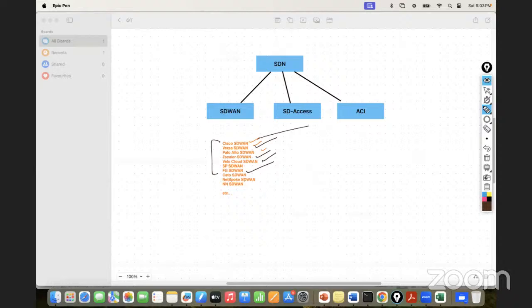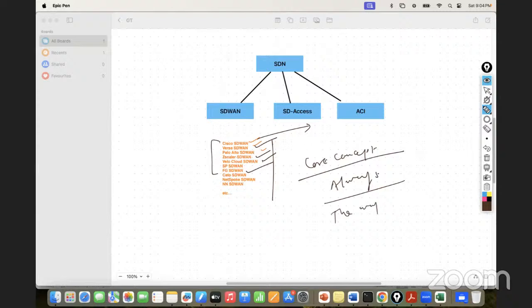So if you are going to learn Cisco SD-WAN, or any SD-WAN, the core concept is always going to be the same. Whatever core concepts I explain, like decoupling the data plane, control plane and management plane, programmability, central management, all these concepts are going to be the same. The only thing that is going to change is the way of doing the configuration.